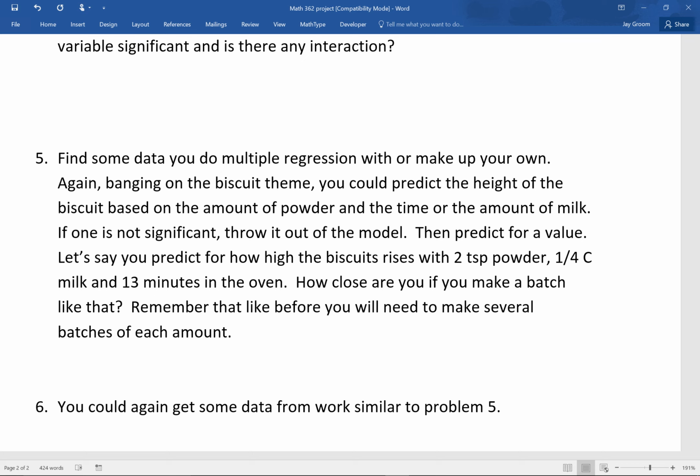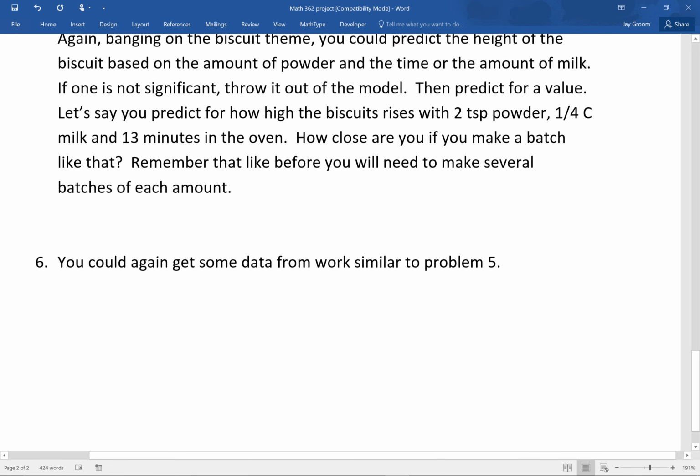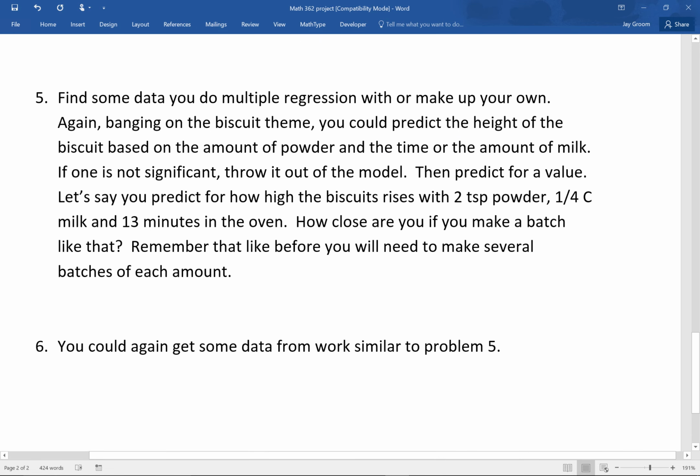And then if you made a batch, how close would you actually be? So if you said, I'm going to use 2 teaspoons of powder, a 1/4 cup of milk, and 13 minutes in the oven, and you actually bake a batch like that, how close are you to your predicted amount? Okay, and go ahead and average that batch, right? Because there's always going to be some weirdo in the batch where this one didn't turn out as good as the rest of it. Okay, and then same thing from work. You can get something from work that's similar to number 5 here. Okay, so those are your 6 options.